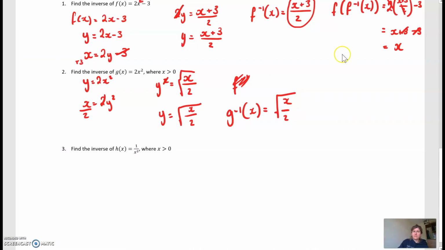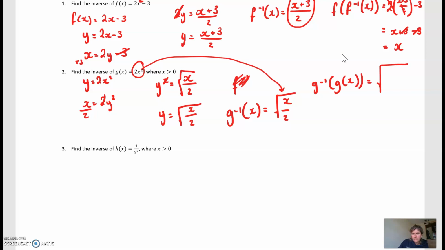Okay, so again, we're just going to do the composite function inverse, just to check. In this case, we're going to do g inverse of g of x. So we're going to put g of x into g inverse of x. So we're going to have the square root of 2x squared, because that 2x squared has gone in for x, on 2. Now again, those 2's cancel, and we're left with the square root of x squared, which is just x. So that is definitely our inverse function, 100% for sure.